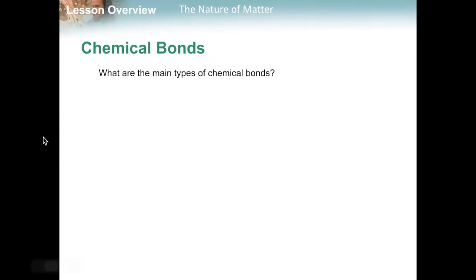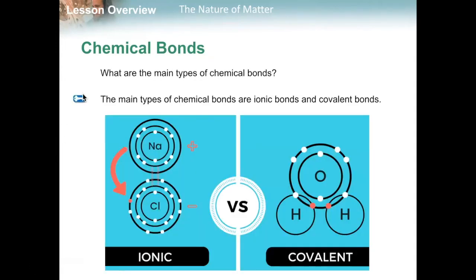What are the main types of chemical bonds? The main types of chemical bonds are ionic bonds and covalent bonds. Ionic bonds are where one atom donates an electron to the other, so that one becomes positive and the other becomes negative, with an extra negative charge, and they are bound together because of the donation.